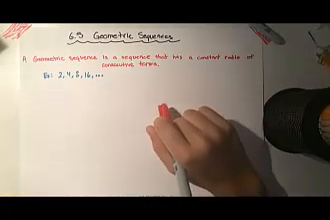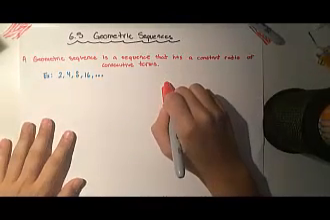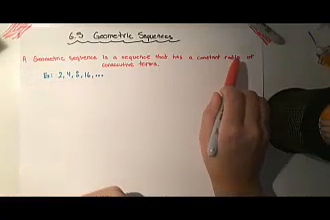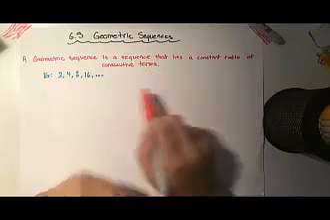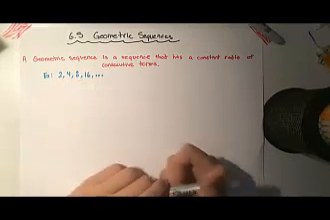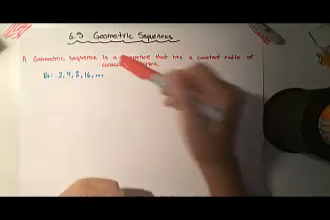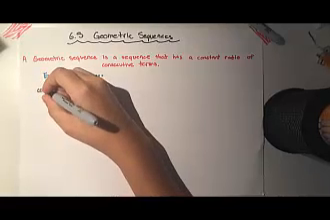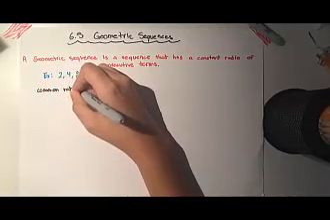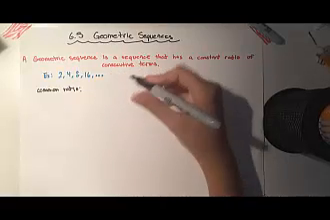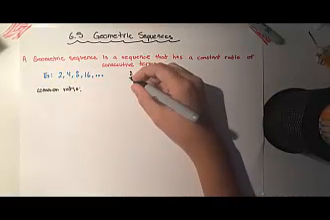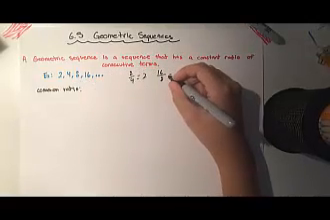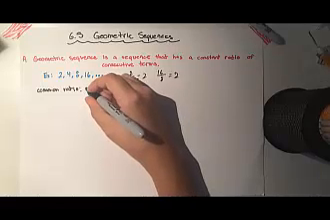Hi everyone, I'm Natalia, and today I'm going to be talking about geometric sequences. So this is Unit 6.5. A geometric sequence is a sequence that has a constant ratio between consecutive terms. For example, 2, 4, 8, 16. Since it's geometric, it has a common ratio. To find it, you can just divide a term by the term before it. So 16 over 8 equals 2. So your common ratio is 2.